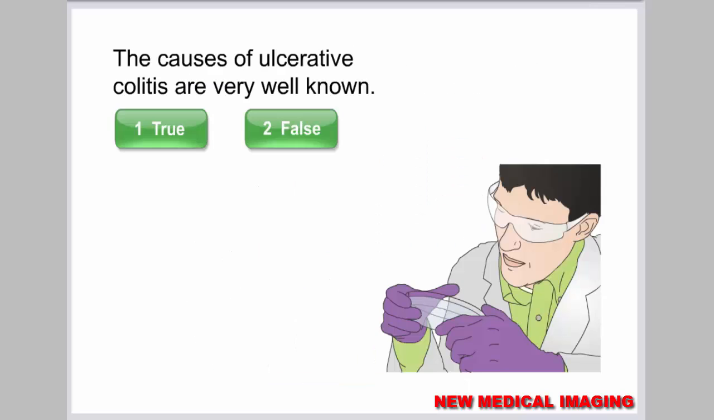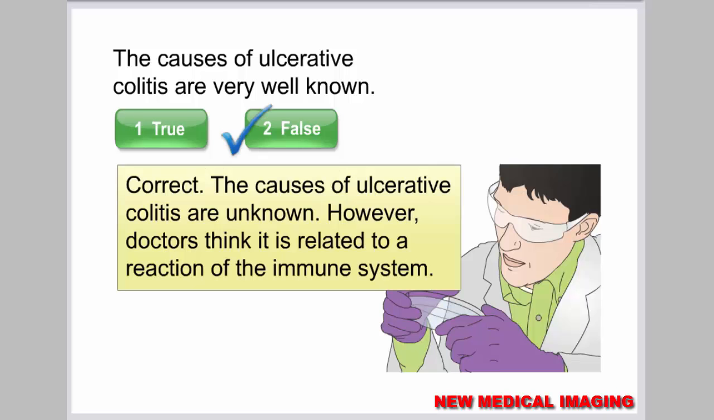The causes of ulcerative colitis are very well known. Select true or false. Correct. The causes of ulcerative colitis are unknown. However, doctors think it is related to a reaction of the immune system.